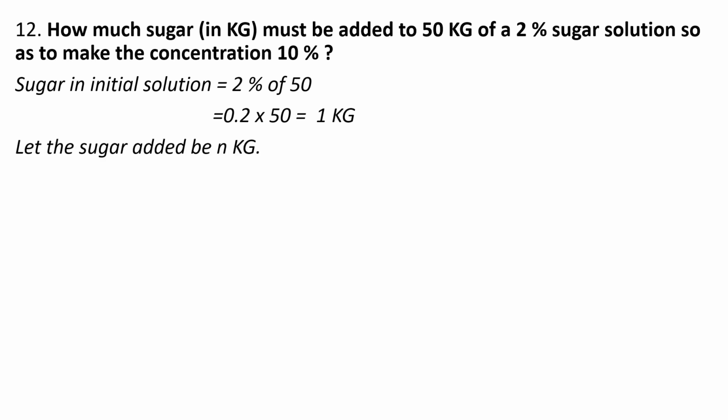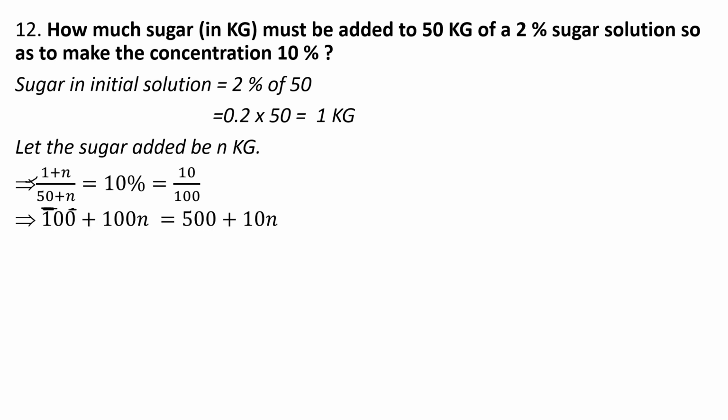So then the required amount of sugar which is to be added is n kilograms. Then the total weight of the sugar will be 1 plus n, because initially we had 1 kilogram. So 1 kilogram plus n. So that will be 1 plus n. And the total weight of the solution will be 50 kg initially, and we added n, so 50 plus n, which should be equal to 10%. So 10% means 10 by 100. Now we cross multiply these two.